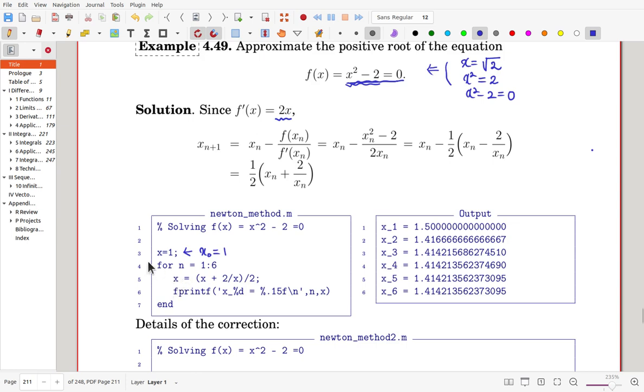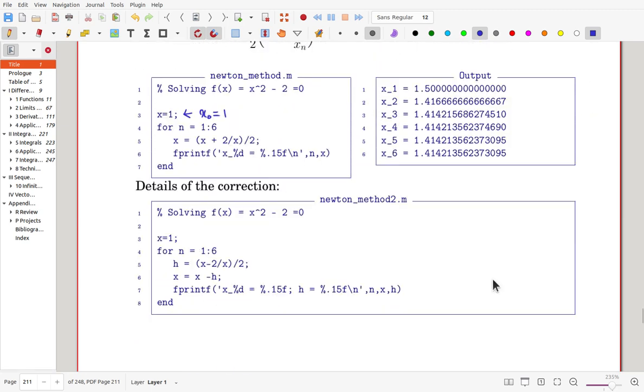So here, starting with x0 equal to 1, we are doing 6 iterations and printing out the x values along with n. The x1 to x6 are given here. This value is quite an accurate value of the square root of 2. And let's see the detail with a little change of the program.